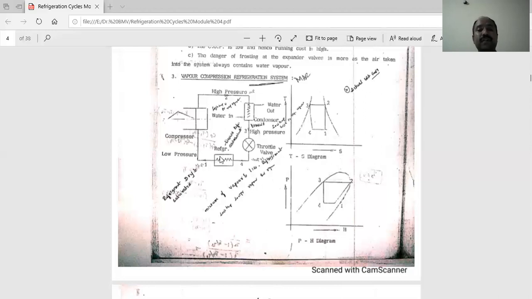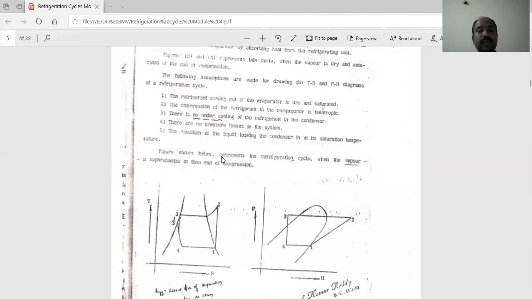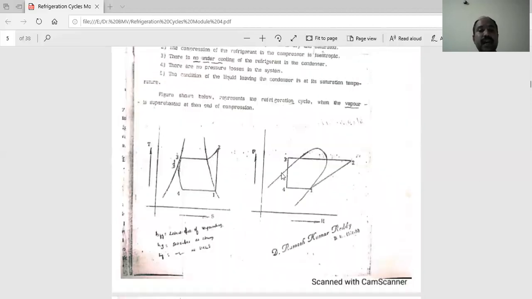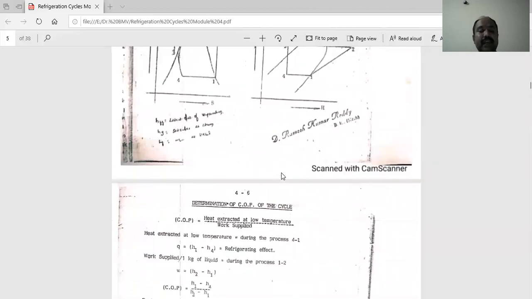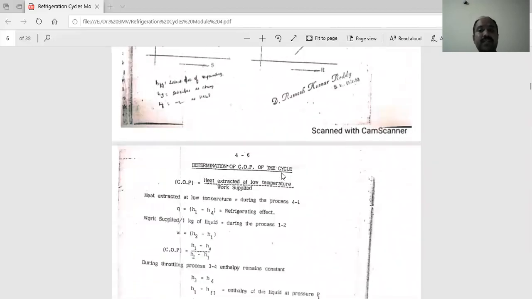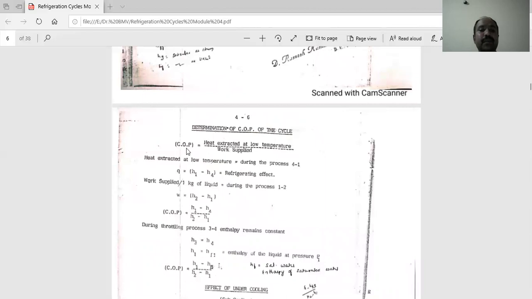In the vapor compression refrigeration system, now this is the superheating of steam which exists here. Here we have different case studies in this vapor compression refrigeration system. Before going to those case studies, first we should know the simple expression. The COP of a vapor compression refrigeration system is the heat extracted at low temperature divided by work supplied. That is the refrigeration effect divided by work supplied.